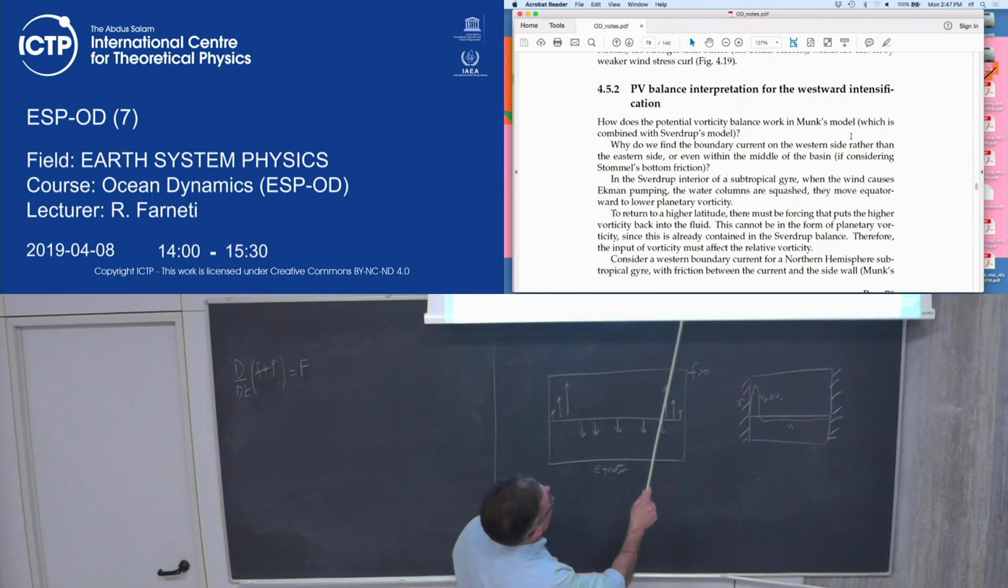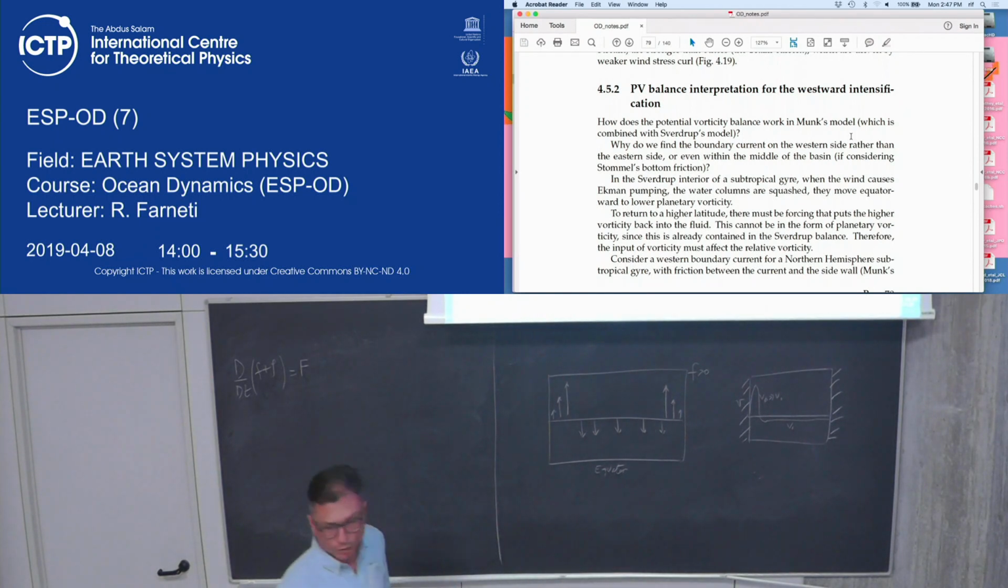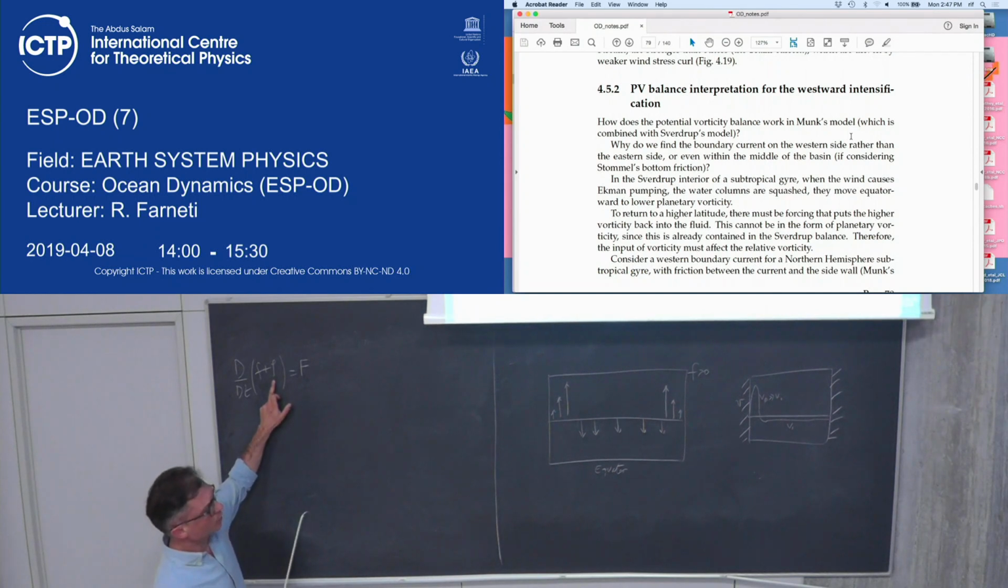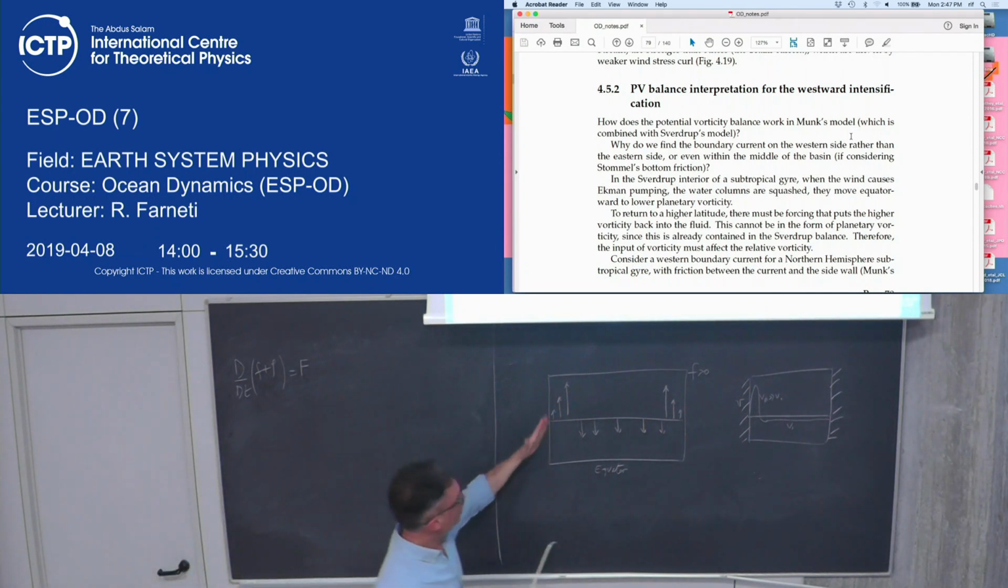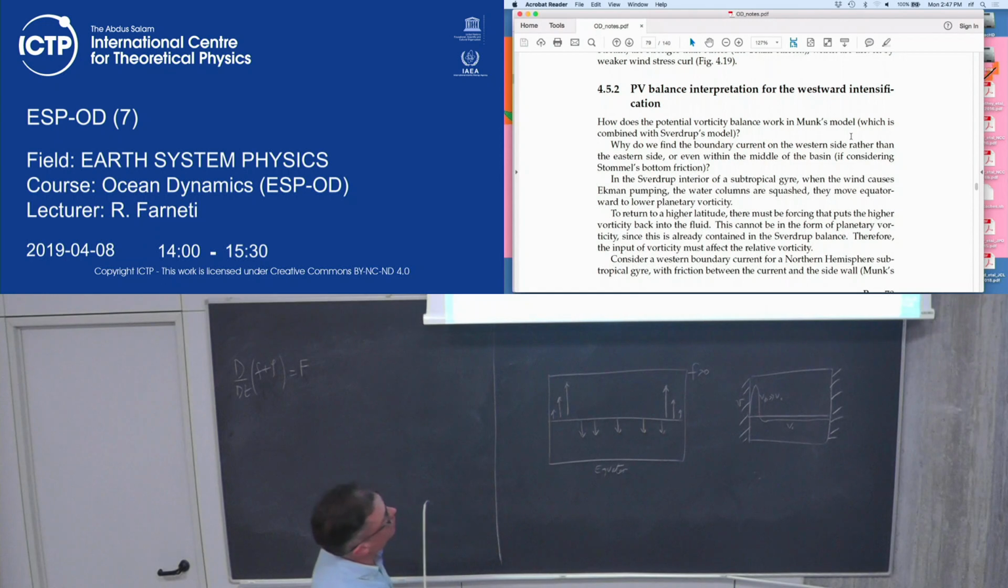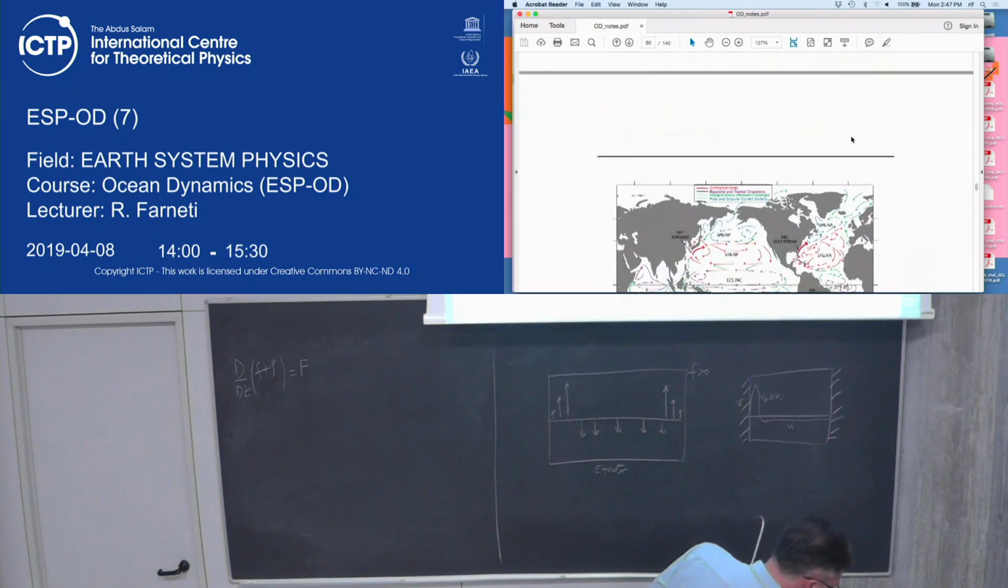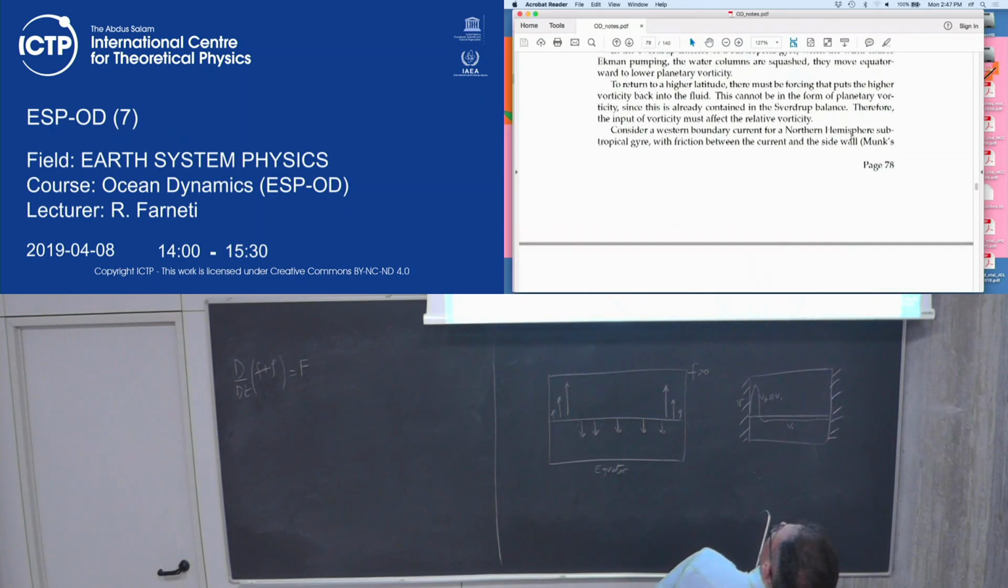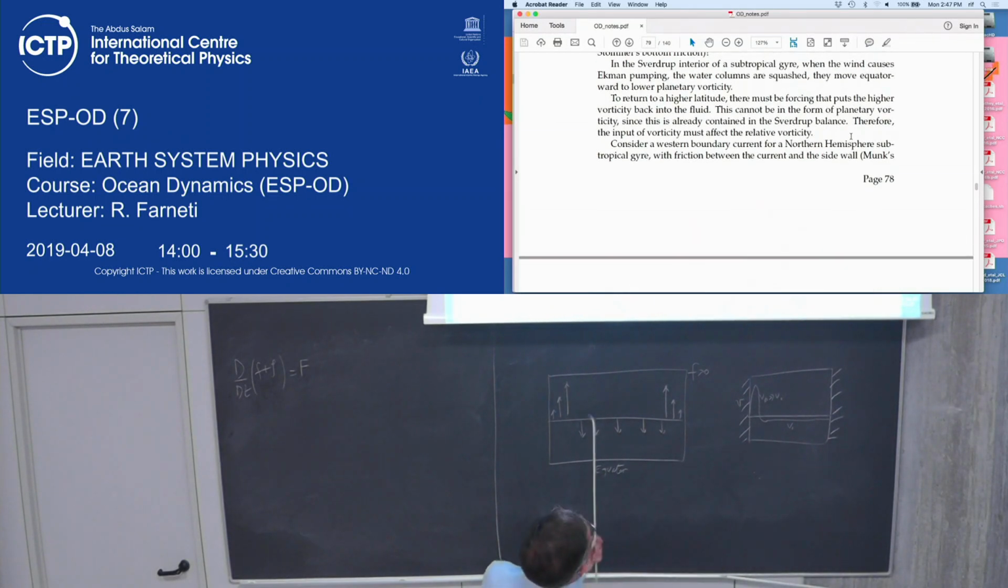So the input of vorticity has to affect relative vorticity, okay, this one. And that's why you have a frictional boundary layer on a side. So let's imagine the two possible solutions. Okay, so consider a western boundary current in the northern hemisphere, subtropical gyre, with friction between the current and the sidewall. Okay, so let's imagine this.